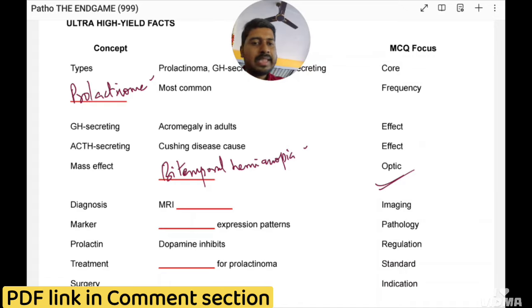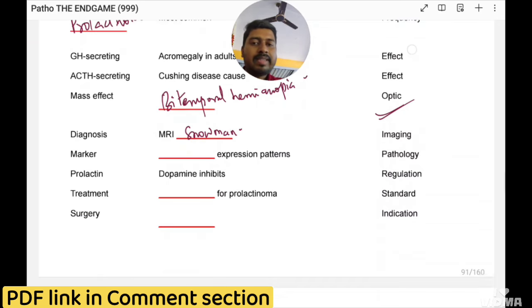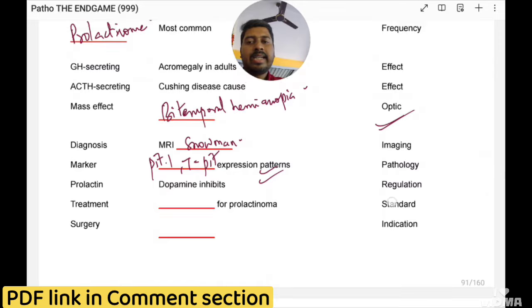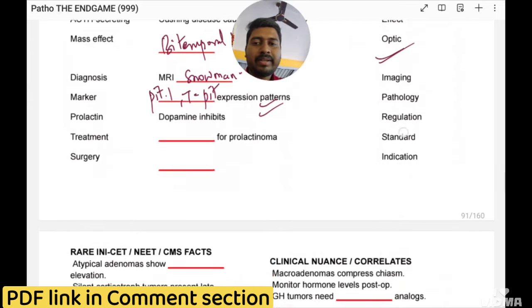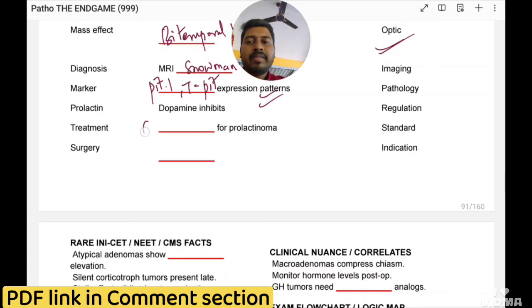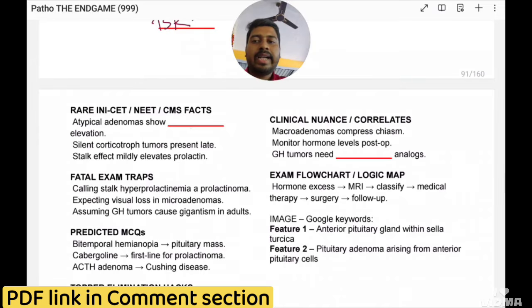What MRI imaging is used? MRI will show a snowman appearance of the pituitary adenoma, which is a marker. I said the patterns: one is Pit-1, another is T-pit. Sorry, Pit-1 and T-pit, correct? Yes, Pit-1 and T-pit. Treatment, what is the treatment for prolactinoma? Cabergoline. And what is the surgery that we use? Transsphenoidal resection. Atypical adenoma, so which elevation? Ki67 elevation, more than 3%.